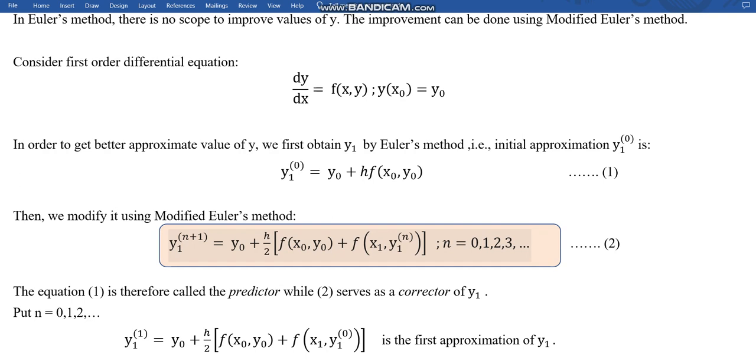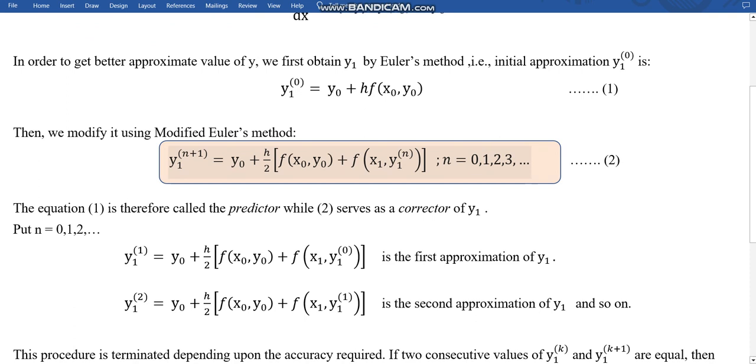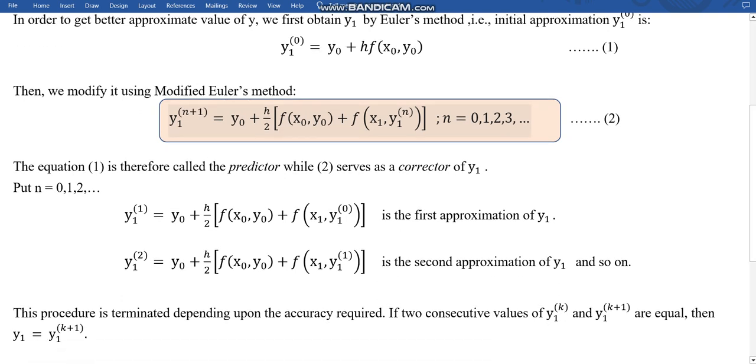Now we modify it. That means we are correcting this initial approximation using the modified Euler's method that is given by the equation number 2. When we substitute n is equal to 0, 1, 2 and so on, we are getting the corrected values. So like you can see here, when we put n is equal to 0, we are getting the first approximation of y1, which is denoted by y1 at 1. Then the second approximation of y1 is denoted by y1 at 2 when we substitute n is equal to 1.